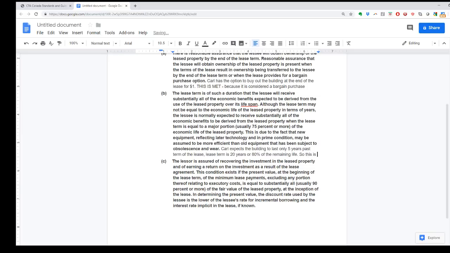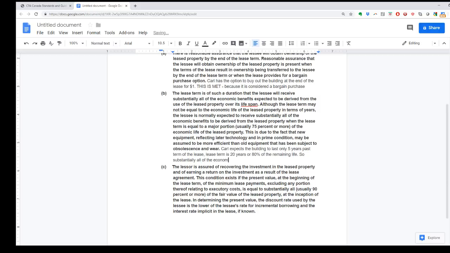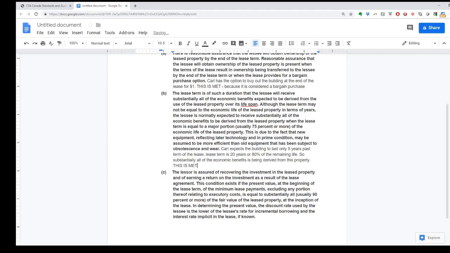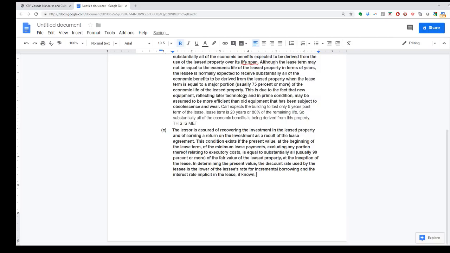So this is substantially all of the economic benefits being derived from this property. This is met. Last, lessor. Carl's incremental borrowing rate is 6%, and the implicit rate of the lease is 4.81%. They're using the lower rate, the minimum lease payments with a net present value of 425K, which is 100% of the current value.